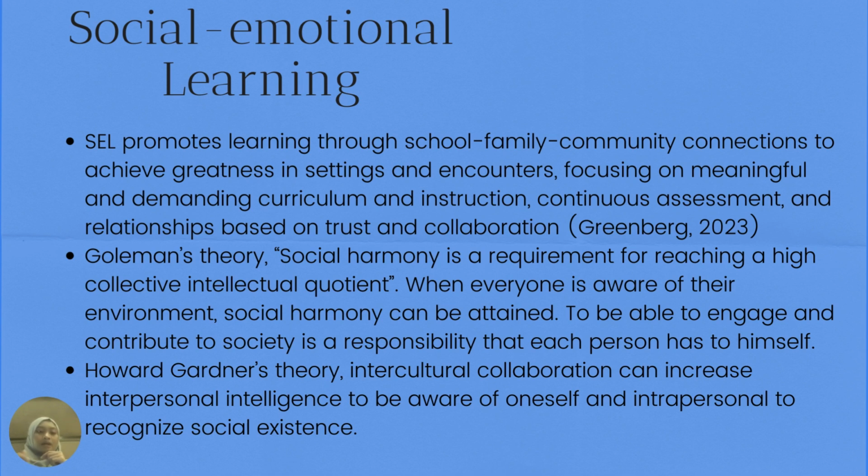As stated by Goleman's theory, social harmony is a requirement for reaching a high collective intellectual quotient. So the result of social emotional learning is social harmony for the student. When everyone is aware of their environment, social harmony can be attained.